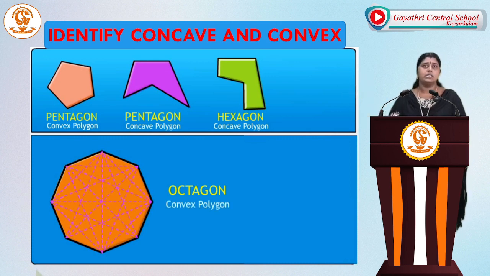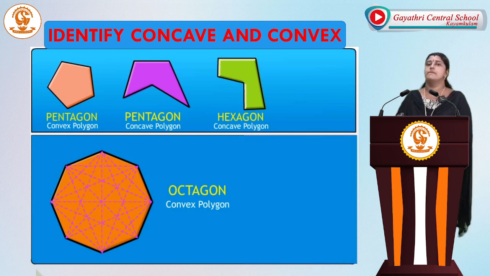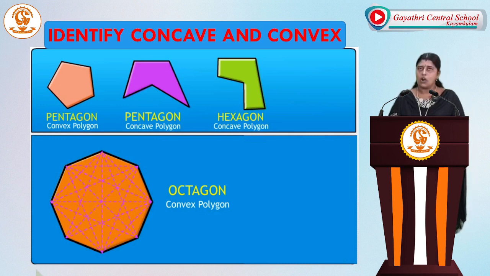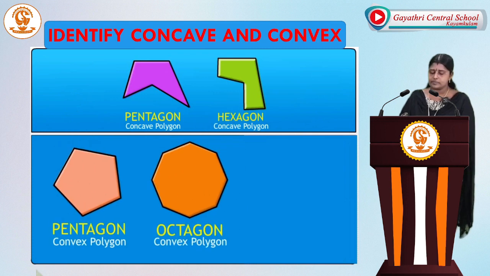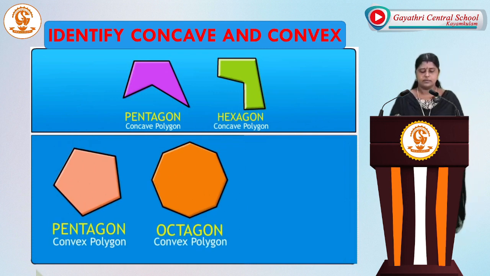Abel, can you say this? Which type of polygon is this? Ma'am, it is a convex. Yes, it is a convex polygon. Very good. Okay, it is a convex polygon. Is it clear? Yes, ma'am.